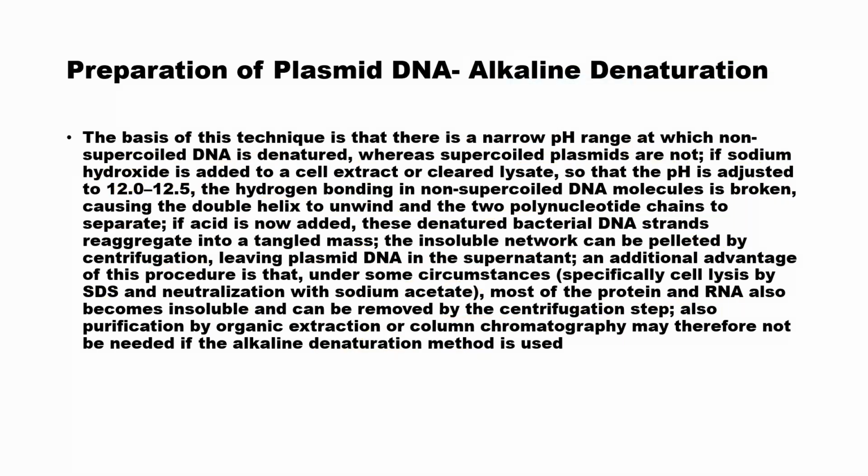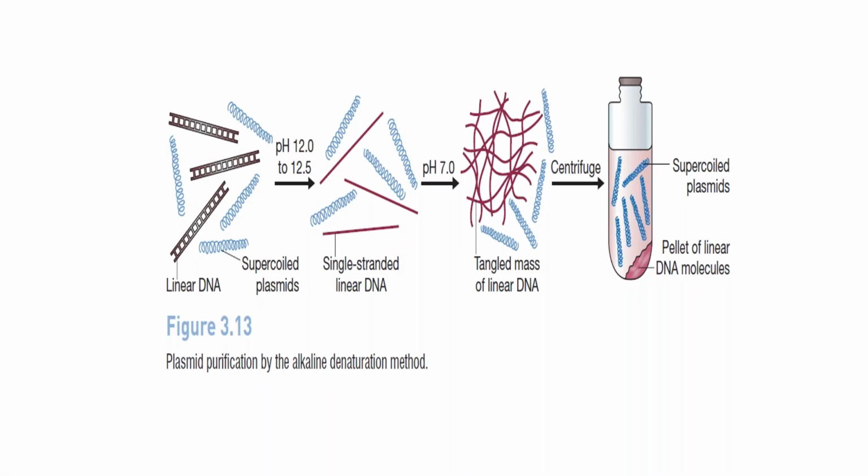Clear? So the last slide of today's class shows how we go for alkaline denaturation. You can see from the picture what is happening. In the first step, this is the non-supercoiled linear DNA, and this is the supercoiled plasmid DNA. First, we add sodium hydroxide to reach pH 12 to 12.5. You can see the steps. These steps are the hydrogen bonds between the two strands of chromosomal DNA, which are broken down, and the strands are separated one by one.